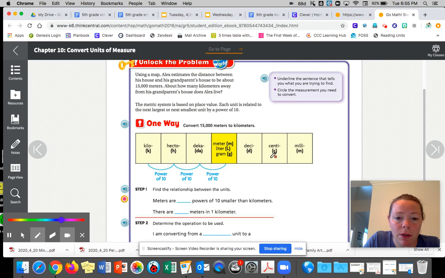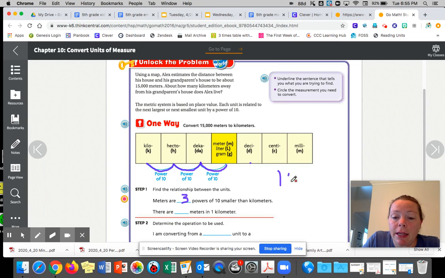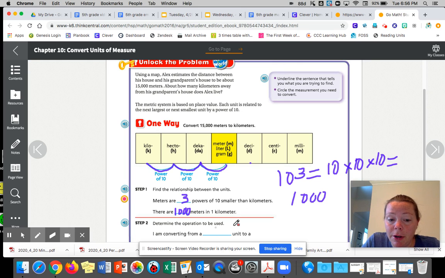So let me grab my pen over here. 1 power of 10, 2 powers of 10, 3 powers of 10, right? So we moved 3 times to the left. 10 to the power of 3 is equal to 10 times 10 times 10, which is equal to 1,000. So there are 1,000 meters in 1 kilometer.